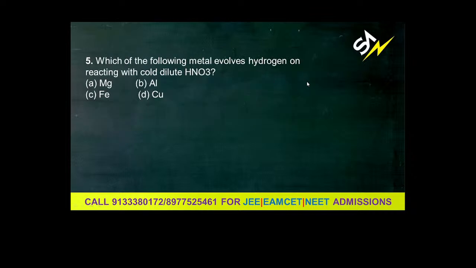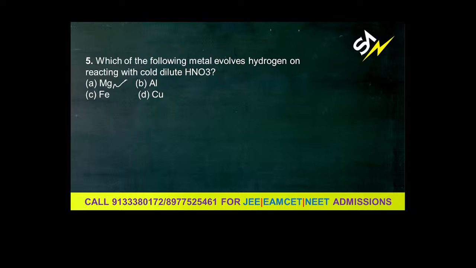Next question: which of the following metals evolves hydrogen on reacting with cold dilute HNO3? Here aluminium, iron and copper, and also magnesium. Magnesium is an electropositive metal. See in the given list which is the more electropositive metal. Generally in the periodic table the more electropositive metals are first group elements, but here the options have no first group element, so we have to consider the second group.